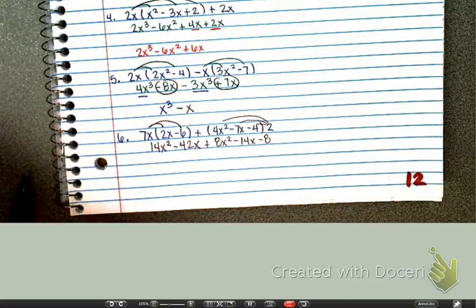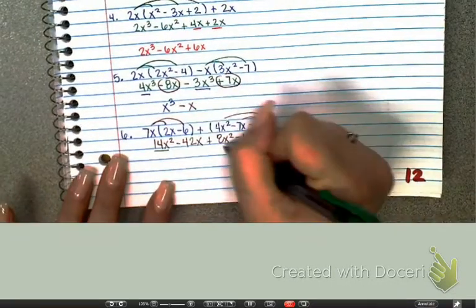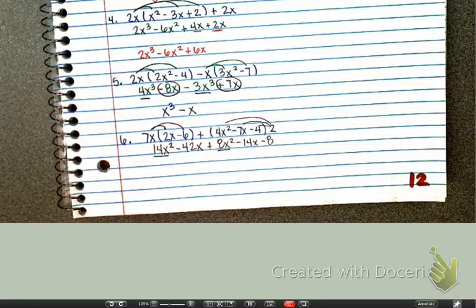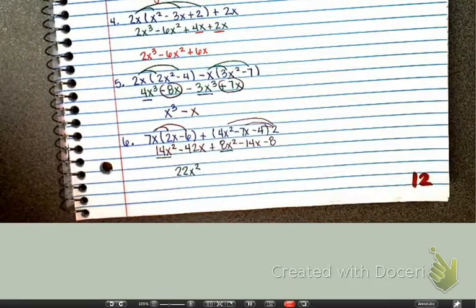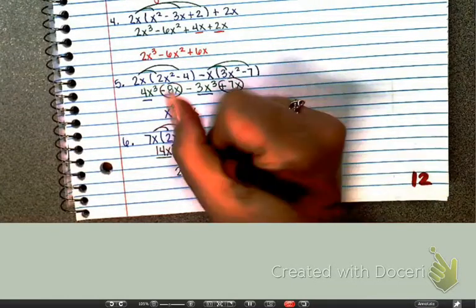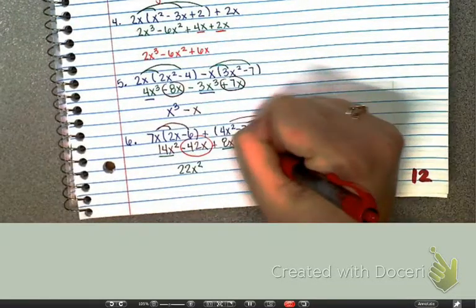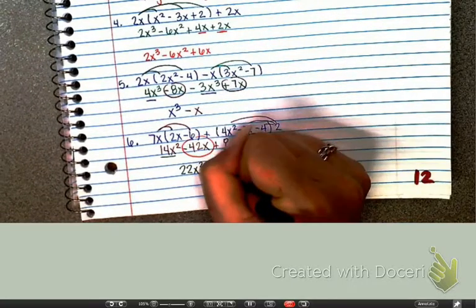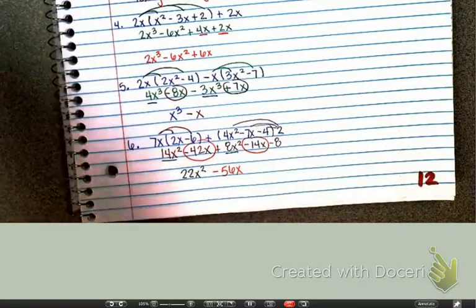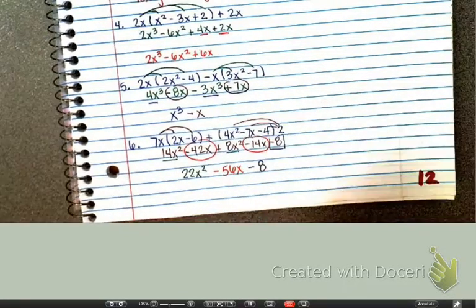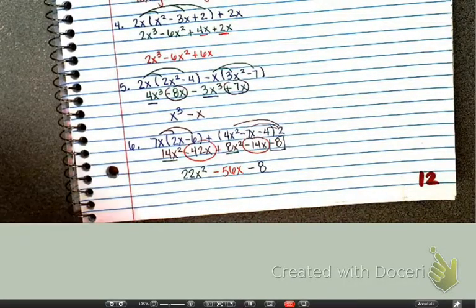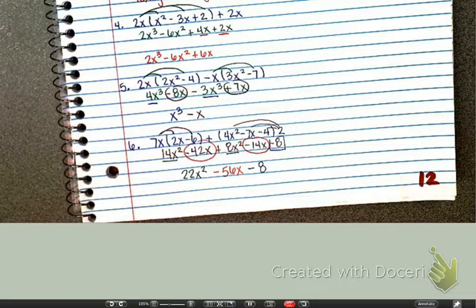Last step is to combine like terms. 14 and 8 gives you what? 22x squared. And how about negative 42 and negative 14? Negative 56x. And then my negative 8 attaches to the end. How do we feel? Great. Okay.